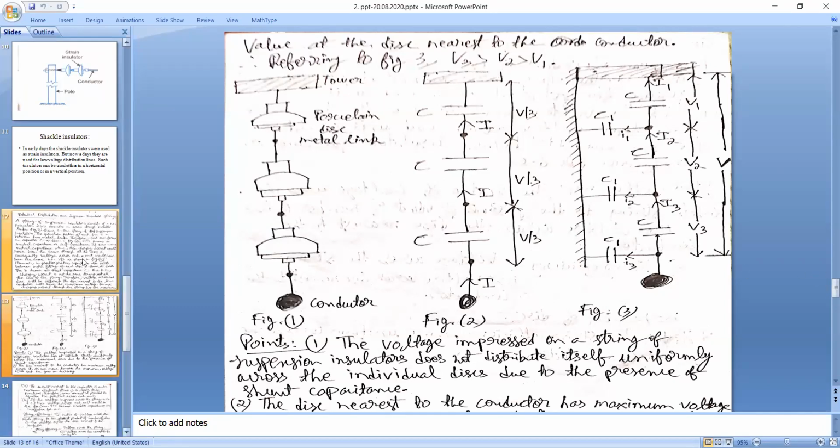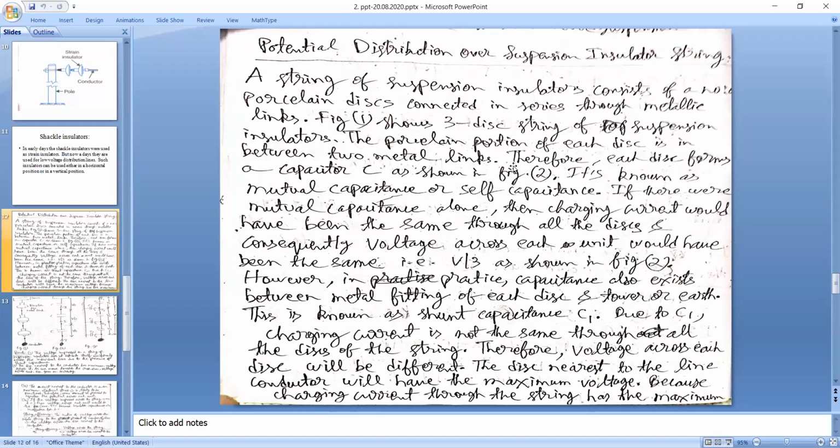So that's what is written here. मैं एक बार डिक्टेट कर दे रहा हूँ, कहाँ तक बोला था मैं, फिगर 2 तक बोला था. Therefore each disk forms a capacitor C as shown in figure 2. एक बार फिर से कर रहा हूँ पहले से.